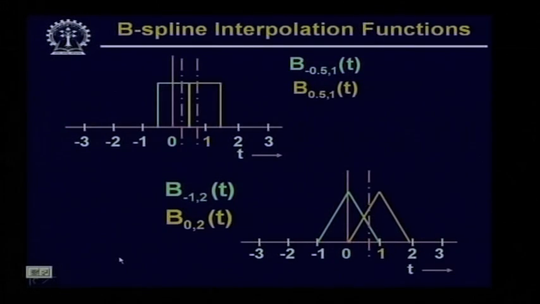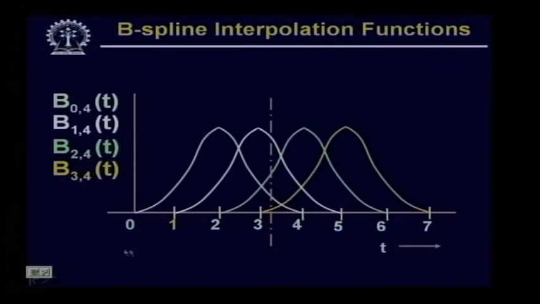So, this shows the situation when we have shifted this B I 1 by a value 0.5. So, here you find now that B I 1 is constant from minus 0.5 to plus 0.5. Similarly, 0.5 to 1.5, then from 1.5 to 2.5 and so on. Similarly, for B I 2, now the region of support for B 0 2 is between minus 1 and 1, for B 1 2 it is from 0 to 2 and so on.